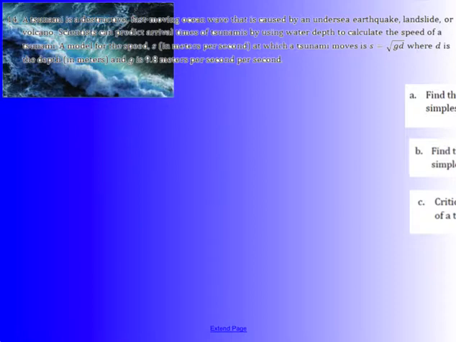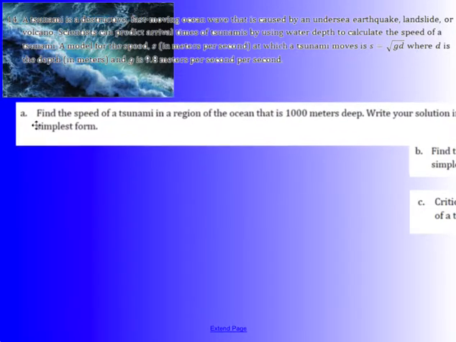It says a tsunami is a fast moving ocean wave caused by an undersea earthquake, landslide, or volcano. Scientists can predict arrival times, and so it gives us a model, and that's S is equal to the square root of GD. D is the depth in meters, and G is the 9.8 gravity constant in meters per second squared. So we'll need that for each problem. Okay, and so we want to figure out the speed of the tsunamis given certain pieces of information.